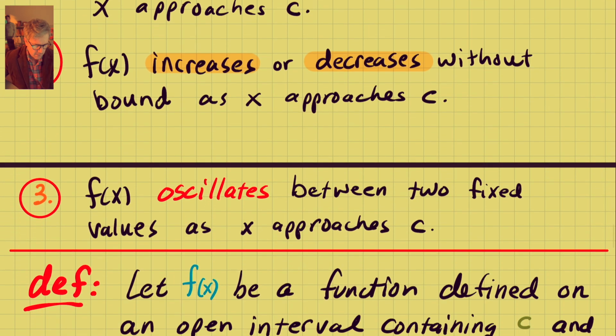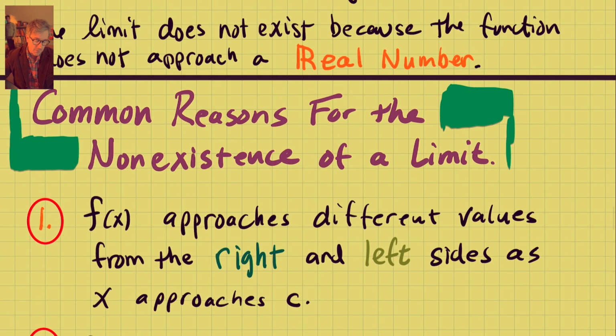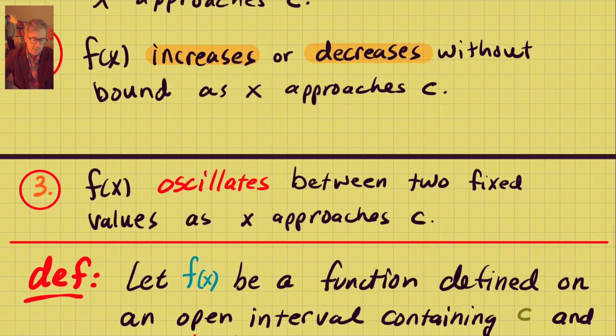And the third reason for the non-existence of a limit is one where we haven't actually seen an example like this. We're not going to see one in this lecture, but we will see one later. That's where the function oscillates between two fixed values as x approaches c, right? An example would be if the function looks like this, it goes back and forth, right? Like a sine function, for example.